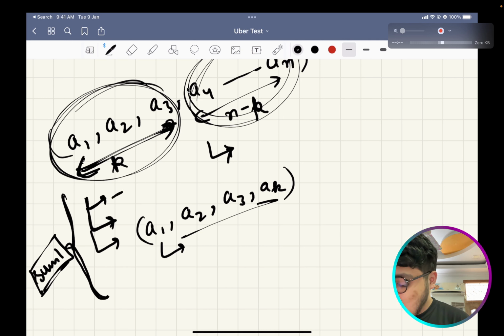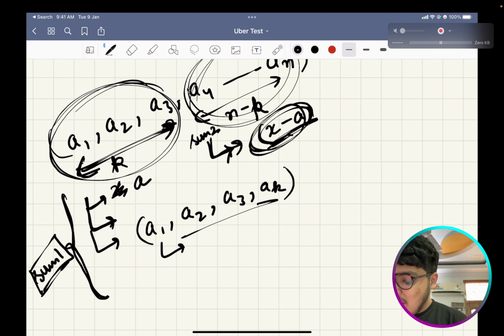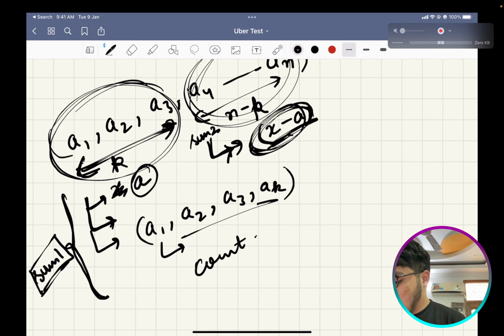So let's say you get the sum as a. Now you will search in the other map, let us say it's sum 2, for x minus a, and if you get x minus a over here, then you increase your counter with count plus equals sum 2 of x minus a.